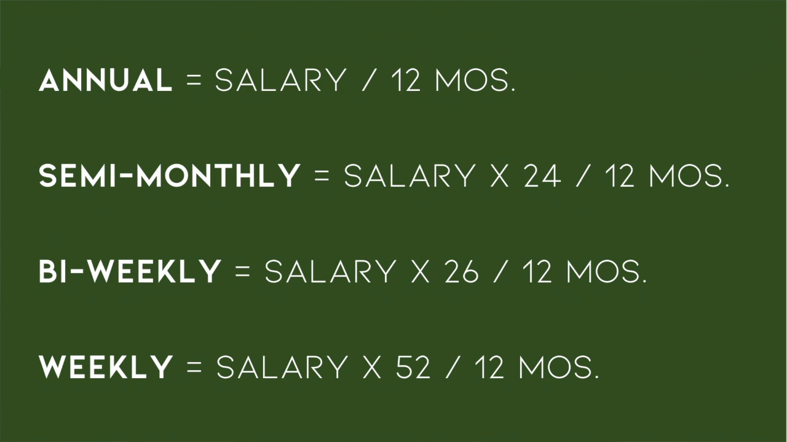And the reason why I say not 24 is because a lot of people think that semi-monthly and bi-weekly are the same thing. They're not. When you're paid semi-monthly, you get paid twice a month. 12 months a year, 12 times 2, that's 24 paychecks. If you're paid bi-weekly, that means you get paid every 2 weeks. There are 52 weeks in a year. Divide that by 2 because you're paid every other week, and that's actually 26 paychecks.